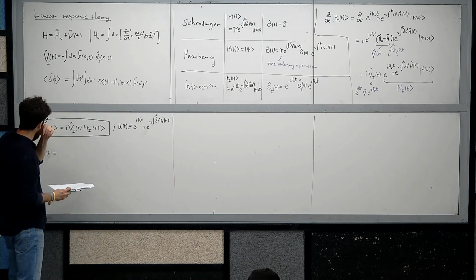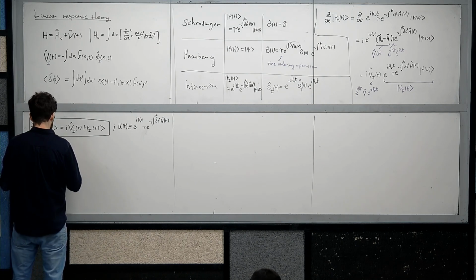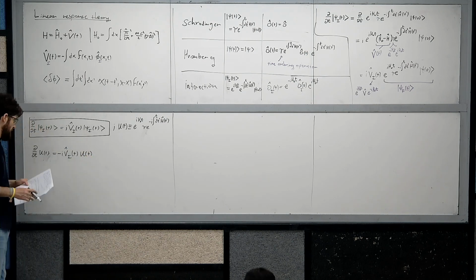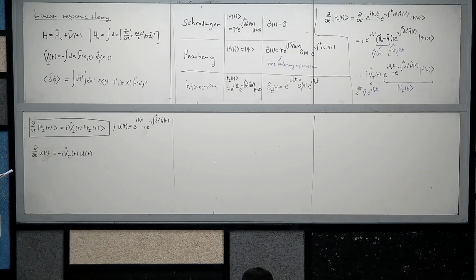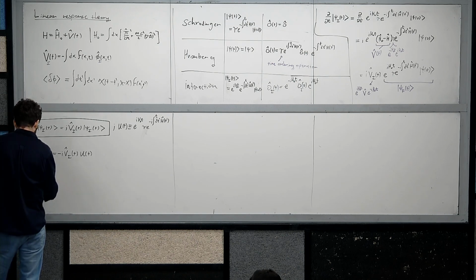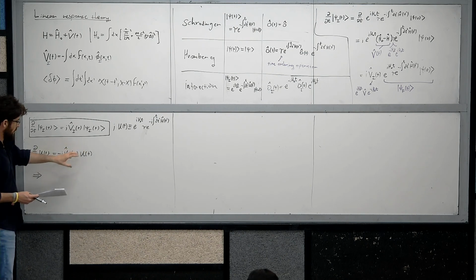As we've seen before, for exactly the same reason we had over there, this is going to be equal to minus i V_I of t times u of t. Okay? And what this implies is, so we can do an integral on both sides, right?